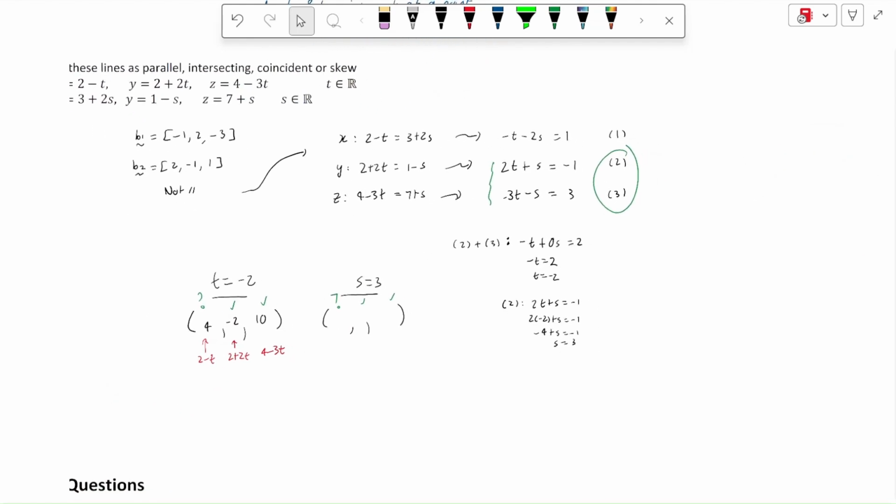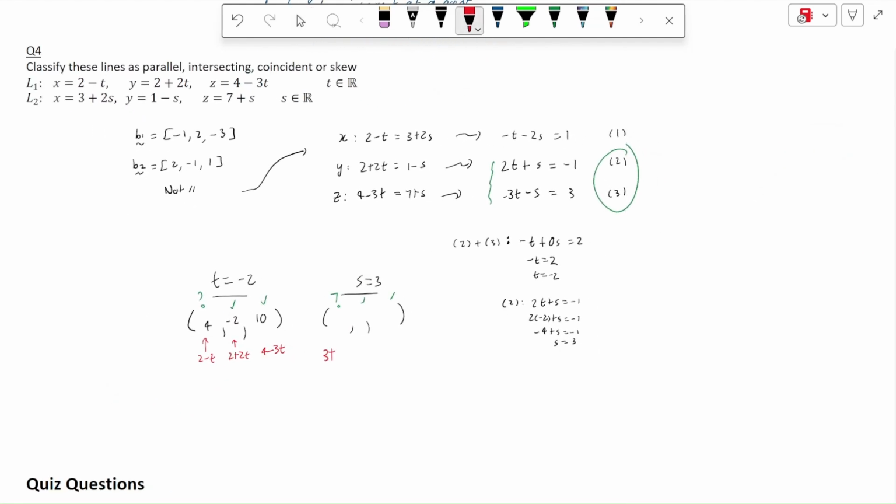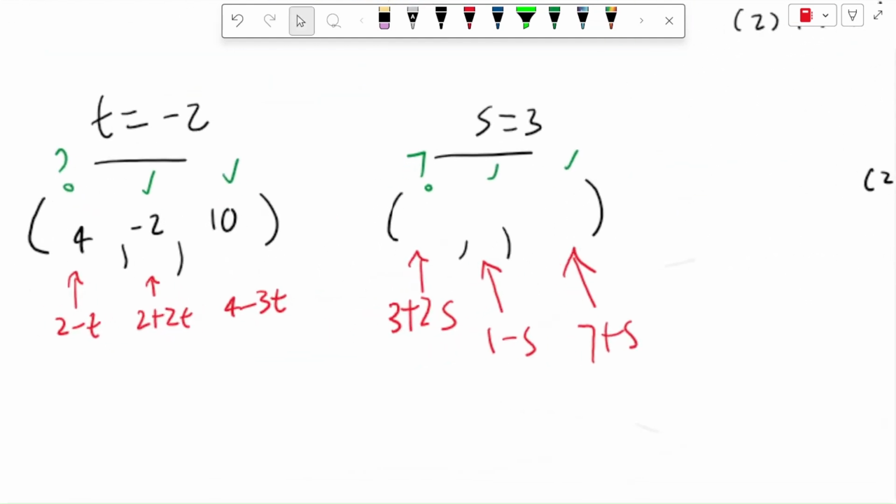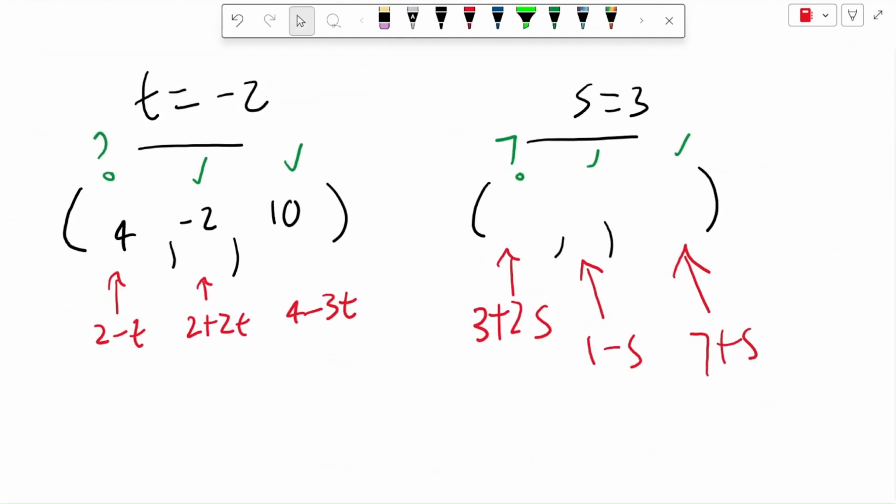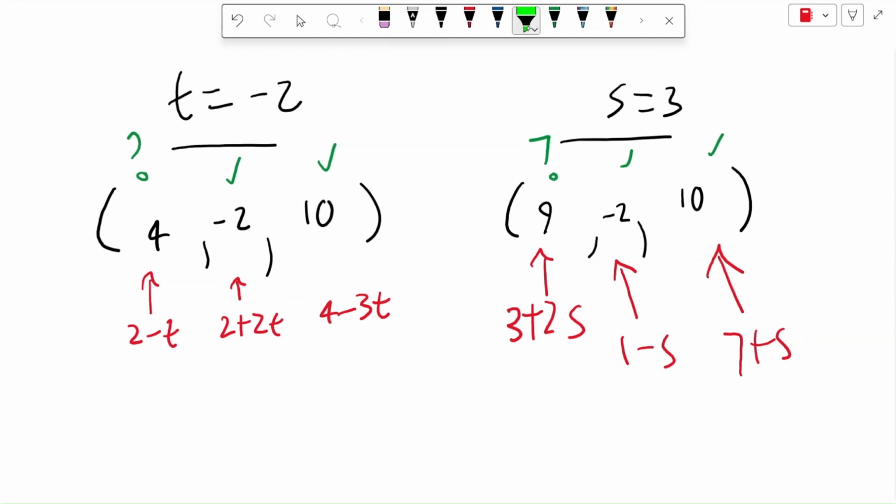Now let's do our s values. So you've got 3 plus 2s would give us the x coordinate. For the y coordinate, 1 take s. And for the z coordinate, 7 plus s. So I'm really hoping that the y's and z's match and the x's may not. So 3 plus 2s, that's 3 plus 2 lots of 3, which gives me 9. That's fine because they may or may not have matched. 1 take s, so 1 take 3 is minus 2. And then 7 plus s is 10. So thank goodness that the minus 2 and the 10 match. That's all good, and that means that we have done everything right.